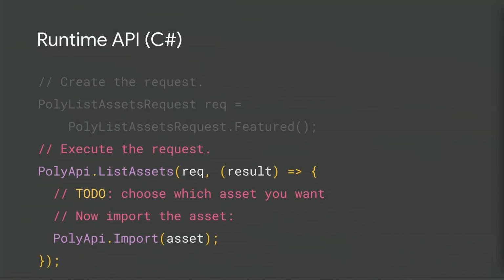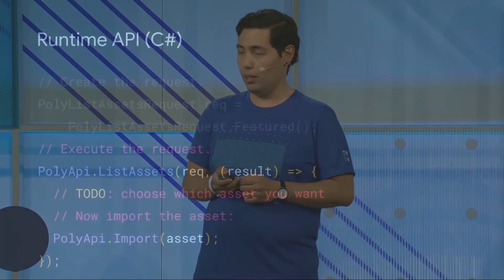Then you execute that request. To do that, just call list assets. You pass your request. And then once you get a callback, you're going to get a list of assets that you want. And then you're going to choose among those assets in some way. For example, you could just let the user pick one of them. And then once you know which one you want to import, you just call polyapi.import and pass in the asset, and that's going to get imported into your scene.